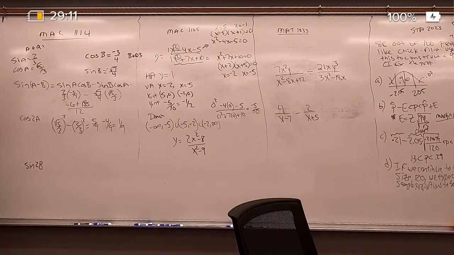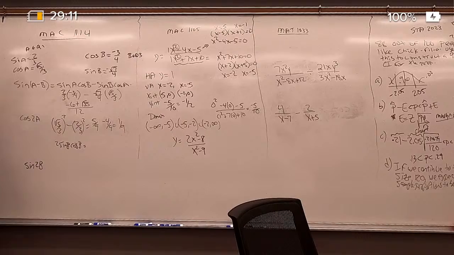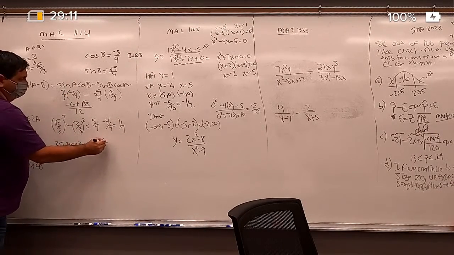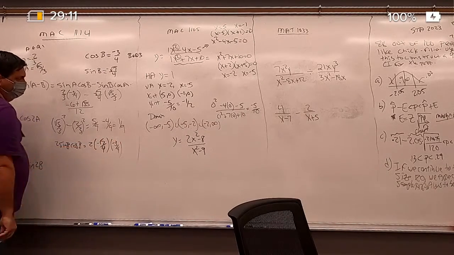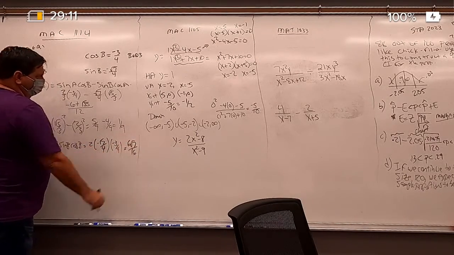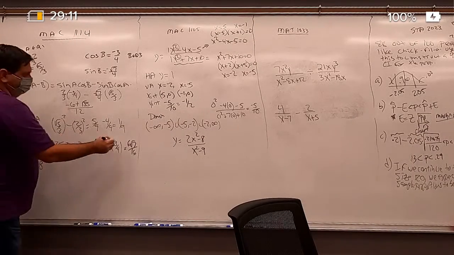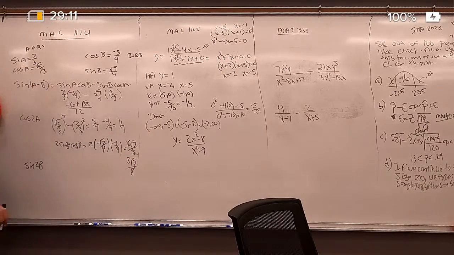Alright, sine 2B is 2 sine B cosine B, which is, survey says, 2 times negative square root of 7 over 4, negative 3 over 4, yeah? So we're looking at 6 square root of 7 over 16. 3 square root of 7 over 8, respectively. 3 square root of 7 over 8. Good job.